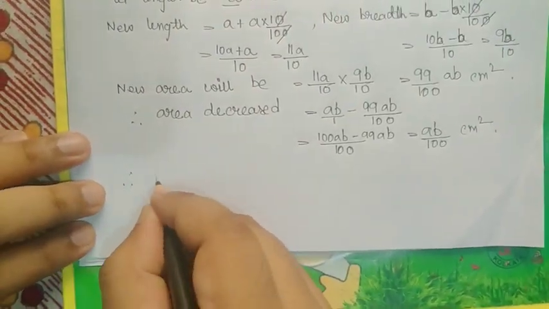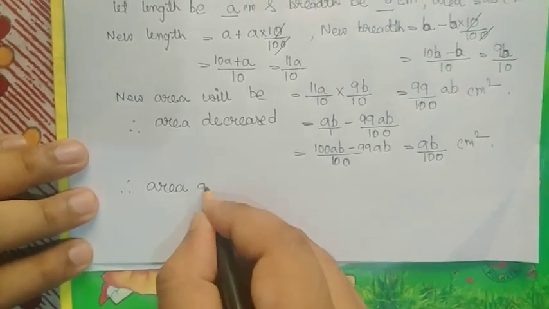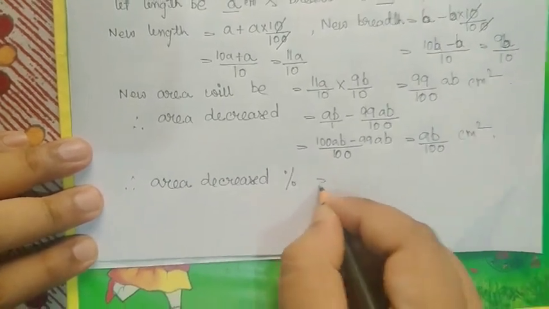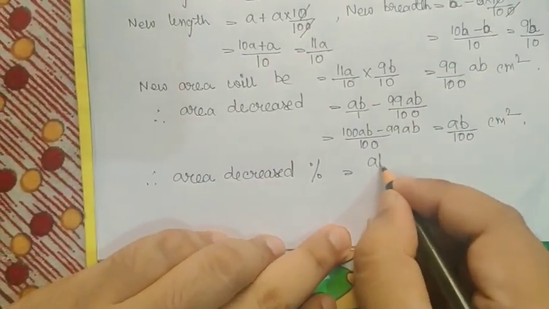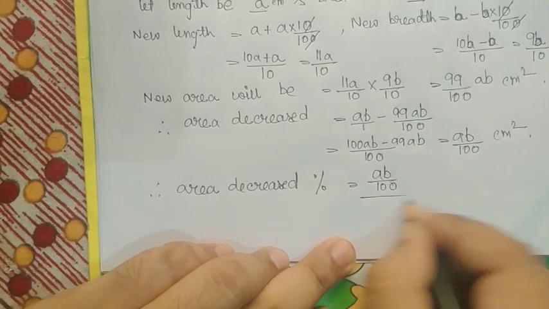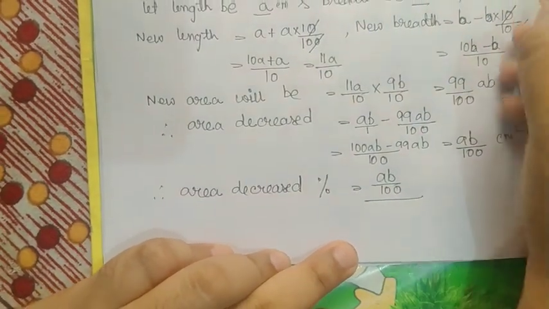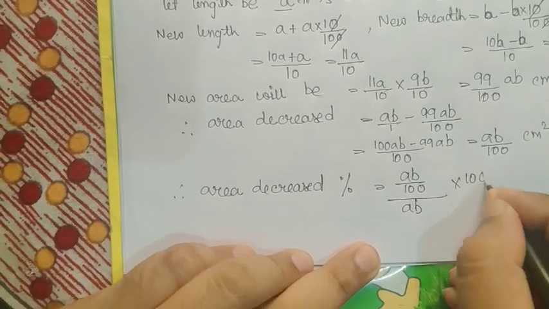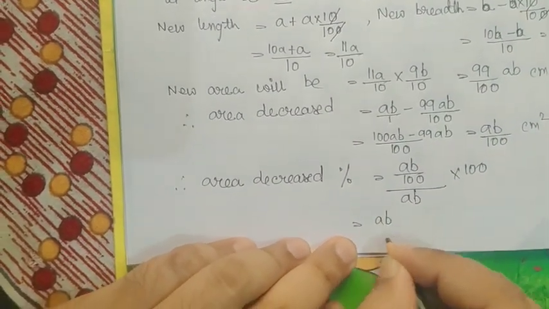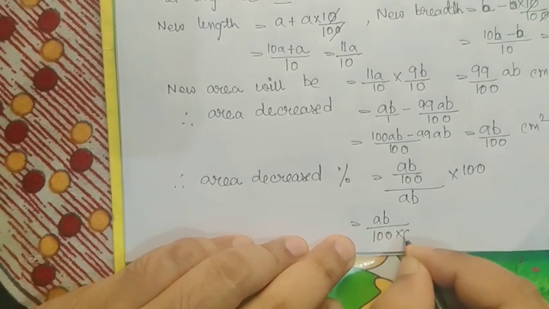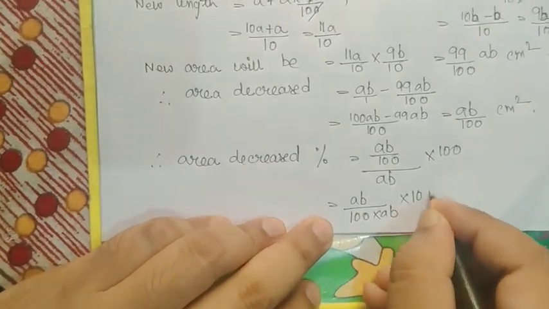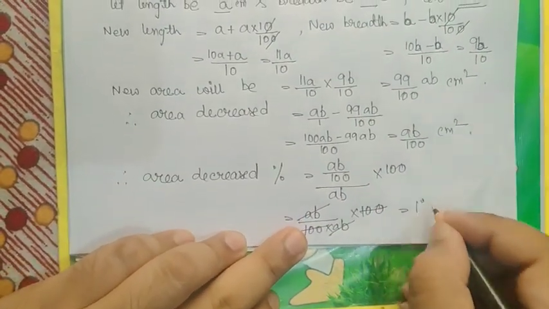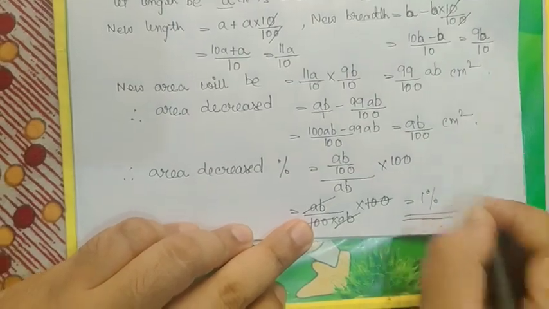So therefore area decreased percentage equal to area decreased AB by 100 by the initial area which is AB, into 100. So therefore AB by 100 into AB into 100. Cut down these two. So therefore the answer is 1%. So the required percentage is 1%.